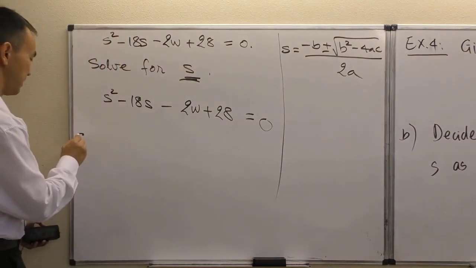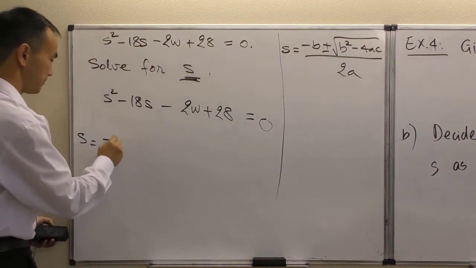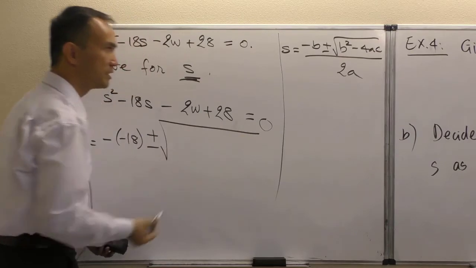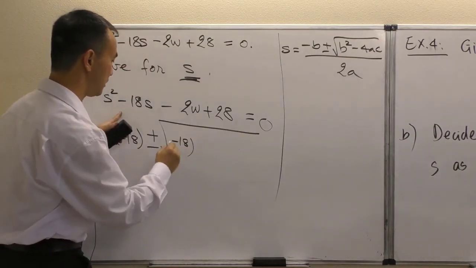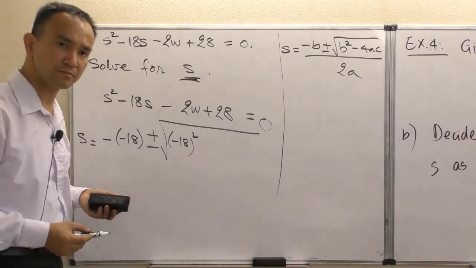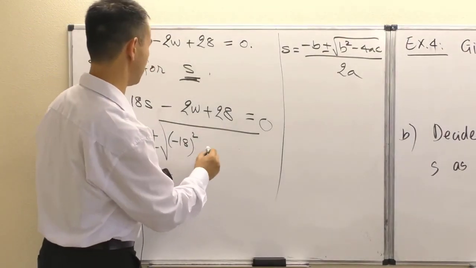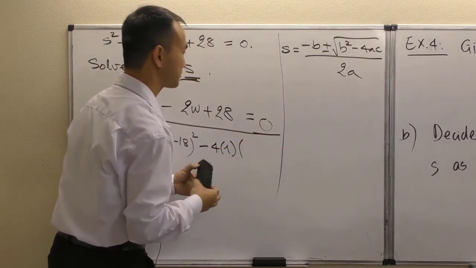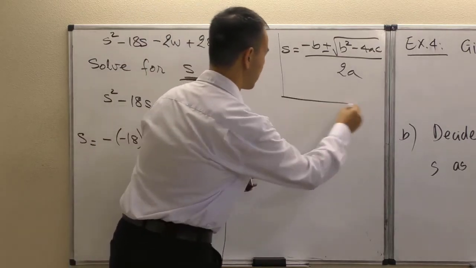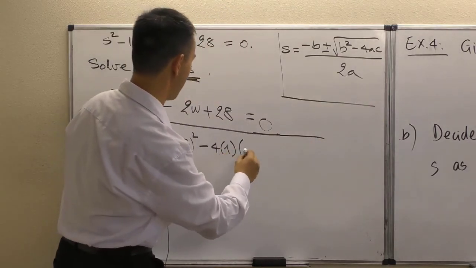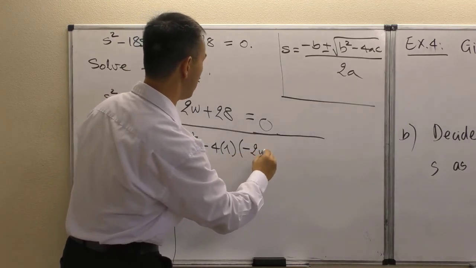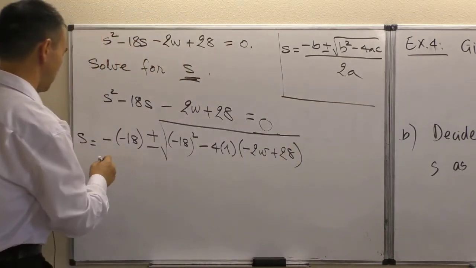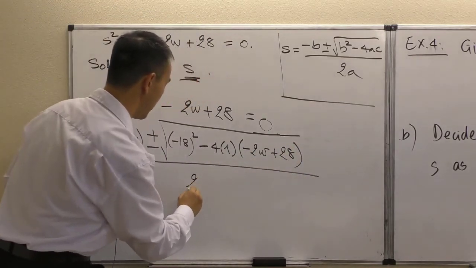So that means S equals minus b, which is a negative 18, plus and minus the square root of b squared, which is minus 18 all squared, minus 4 times a, which is 1, times c, which is minus 2w plus 28. All of that is divided by 2a, which is 2.